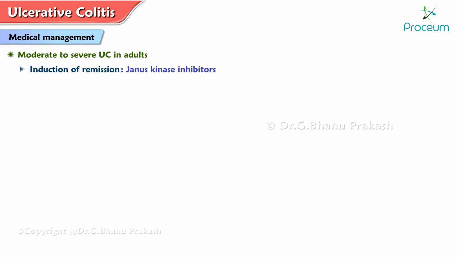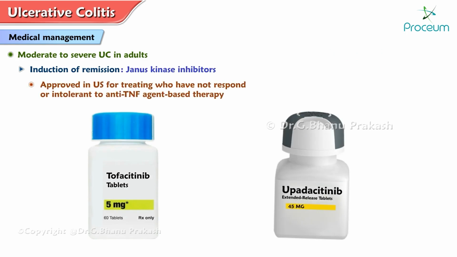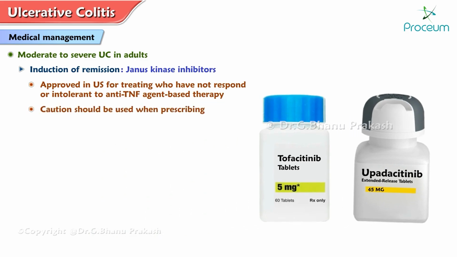Janus kinase inhibitors. Two oral Janus kinase inhibitors, tofacitinib and upadacitinib, are approved in the United States for treating adults with moderate to severe ulcerative colitis who have not responded or are intolerant to anti-tumor necrosis factor agent-based therapy. Caution should be used when prescribing Janus kinase inhibitors for patients with a history of thromboembolic disease, cardiovascular disease, or those greater than or equal to 50 years old.